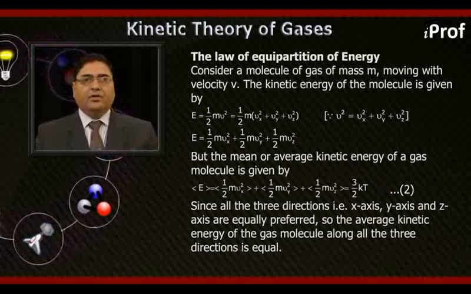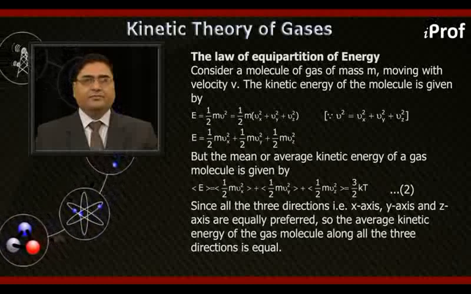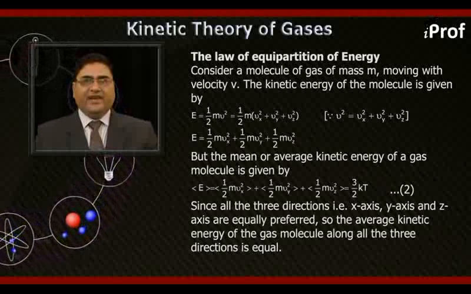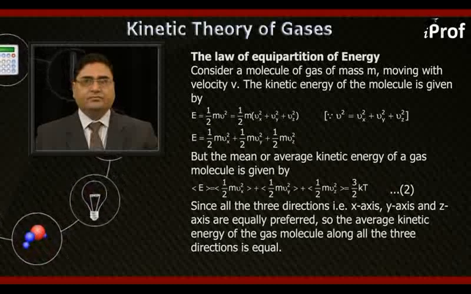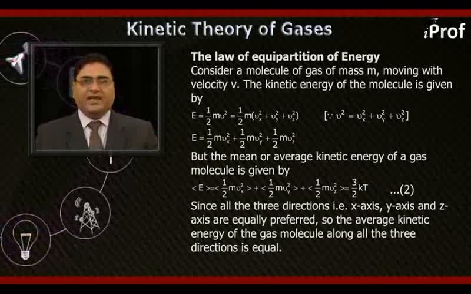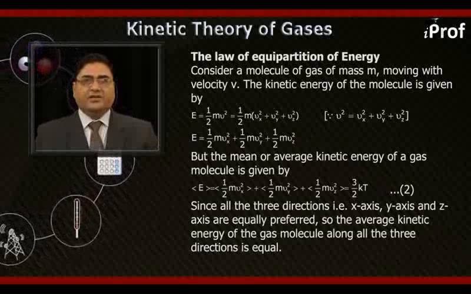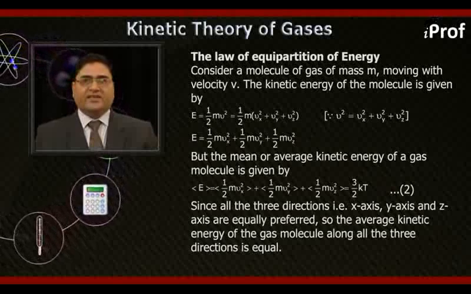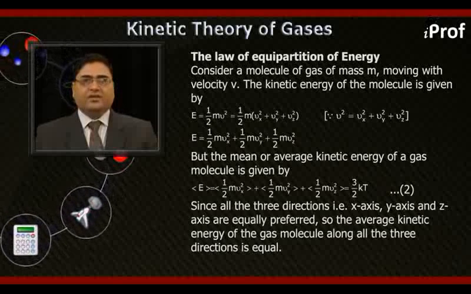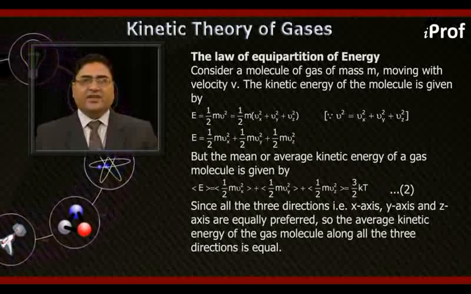But the mean or average kinetic energy of a gas molecule is given by average kinetic energy equal to average of half m vx square plus average of half m vy square plus average of half m vz square equal to 3 by 2 kT. Since all the three directions, that is x-axis, y-axis and z-axis, are equally preferred, the average kinetic energy of the gas molecule along all the three directions is equal.